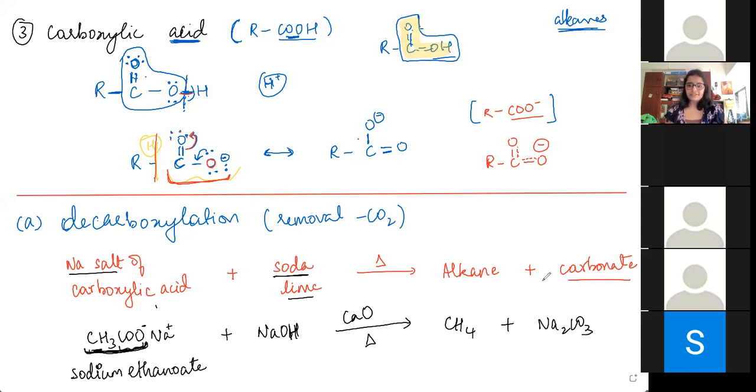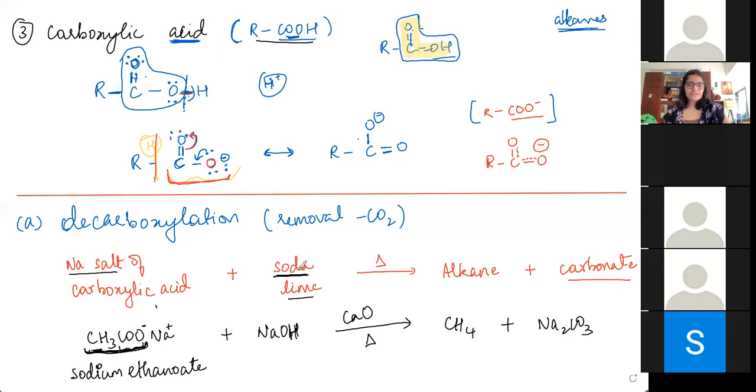Okay, so this is a general reaction. You take a sodium salt of carboxylic acid. Carboxylic acid is a functional group, RCOOH. Instead of taking the acid directly, you're taking the sodium salt of that acid. Then you heat it with soda lime, and you end up getting an alkane plus a carbonate. For example, the sodium salt of ethanoic acid, your acetic acid, is sodium ethanoate, CH3COO- Na+. Heat it with soda lime.